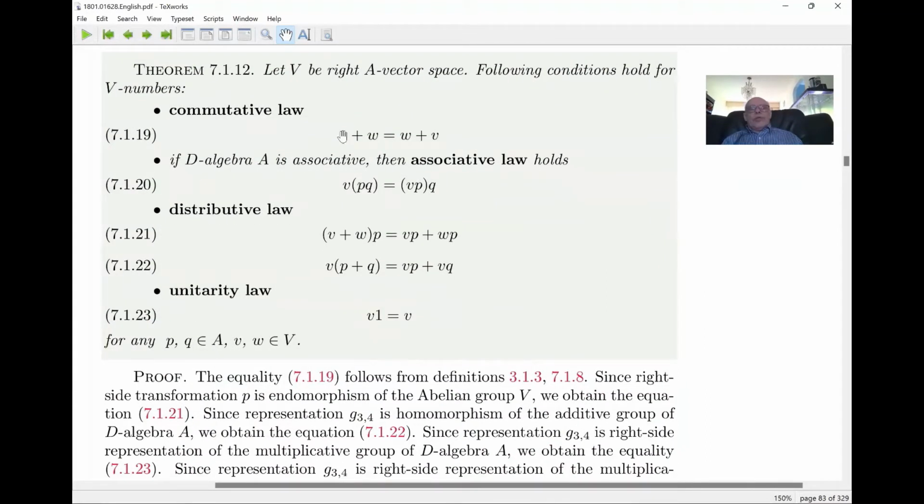Let V be a right vector space. The following conditions hold for V numbers. Commutativity law 119. Associative law 120. Distributive laws 121 and 122. Unitarity law 123. P and Q belong to the algebra A, and V and W belong to the vector space V.